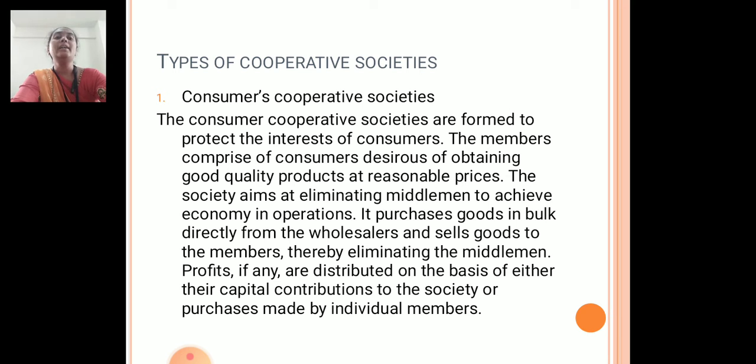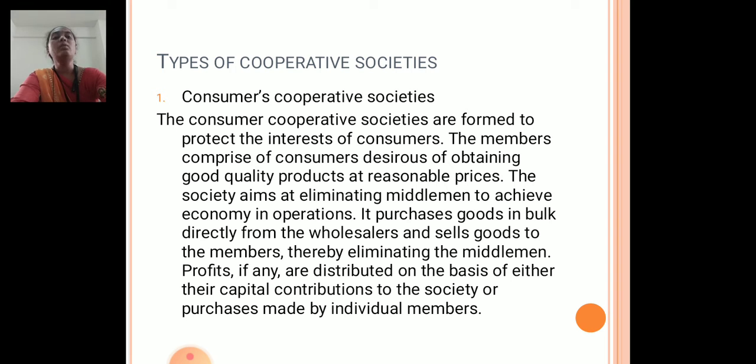So the society aims at eliminating such middlemen in order to achieve economy in operations. So it purchases goods in bulk directly from the wholesalers and sells goods to the members, thereby eliminating the middlemen. Here the purpose is to get quality goods at reasonable price.